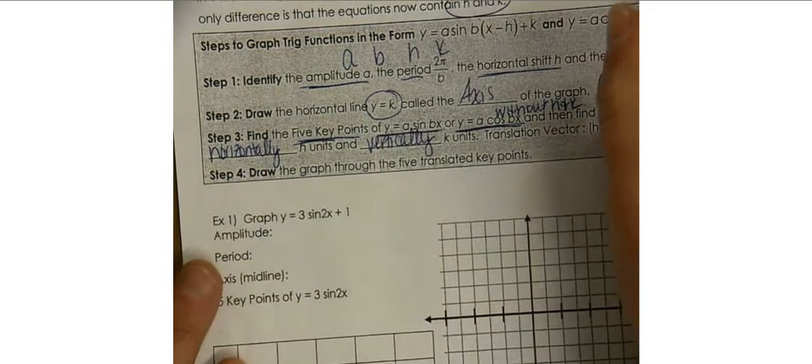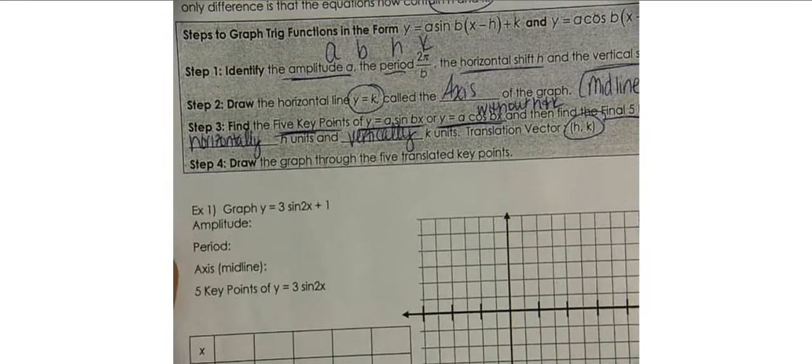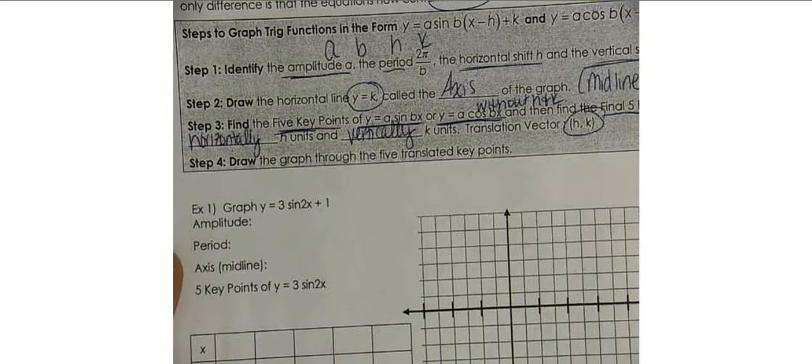Your translation vector is going to be h, k. So whatever h and k are, if they ask you what's your translation vector, you're simply going to write h and k. Now remember, inside of your parentheses, your h is always going to be the opposite of what you see, whereas k is exactly what you see.